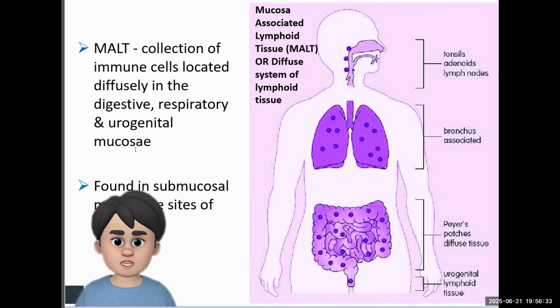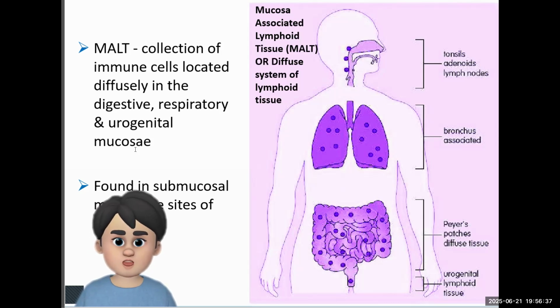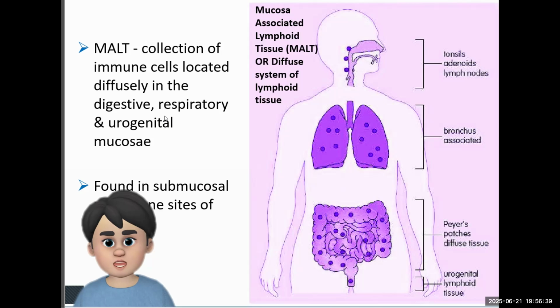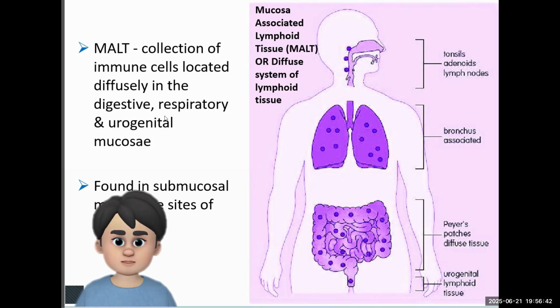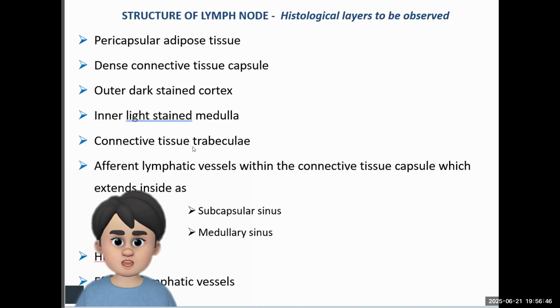MALT. Collection of immune cells located diffusely in the digestive and respiratory tracts. Found in mucosal membrane sites of the body.